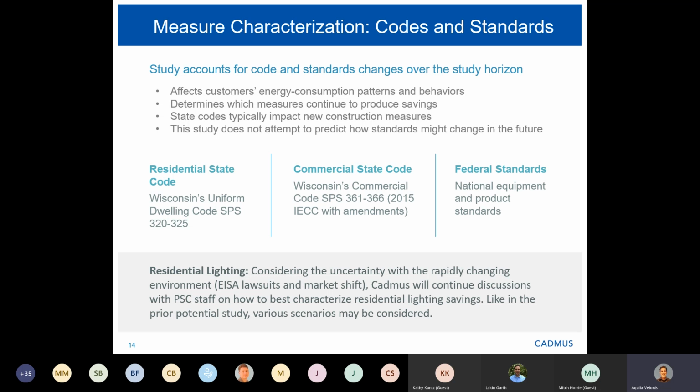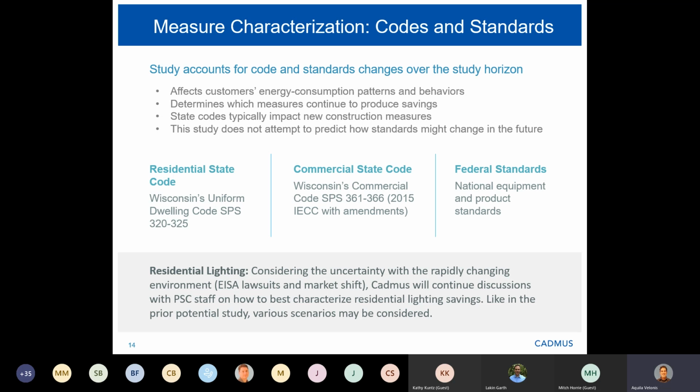As you know, for most of you, this has been a hot topic over the last couple of years. Considering the continual uncertainty in this evolving environment around ISA, there are lawsuits and shifts in market adoption of LEDs, and this has implications for the study. So Cadmus is working with PSC staff on how to best characterize residential lighting savings. Like the prior study, we may look at various scenarios. In the last study, we looked at different scenarios around the timing of when ISO would occur for the standard A-shaped lamps, for example. I think there's more to account for this time.